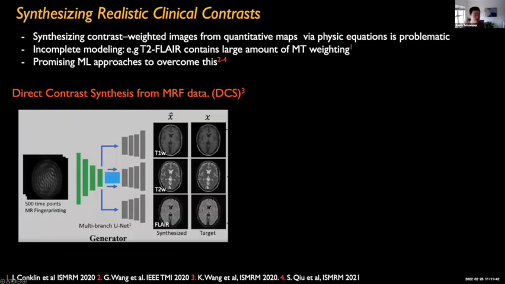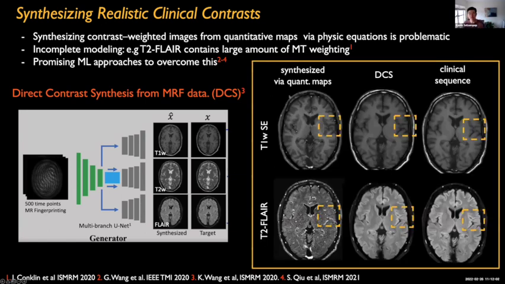I'll highlight some work by Mickey Lustig and his group on the direct contrast synthesis of MRF, where they developed a U-Net multi-branch approach to get from the underlying 500 time points of data directly to the synthesis shown here. Here's some of the results for synthesizing T1 and T2 FLAIR. Here's the physics-based one. Here's the direct contrast synthesis with machine learning, comparing it to the clinical sequence.